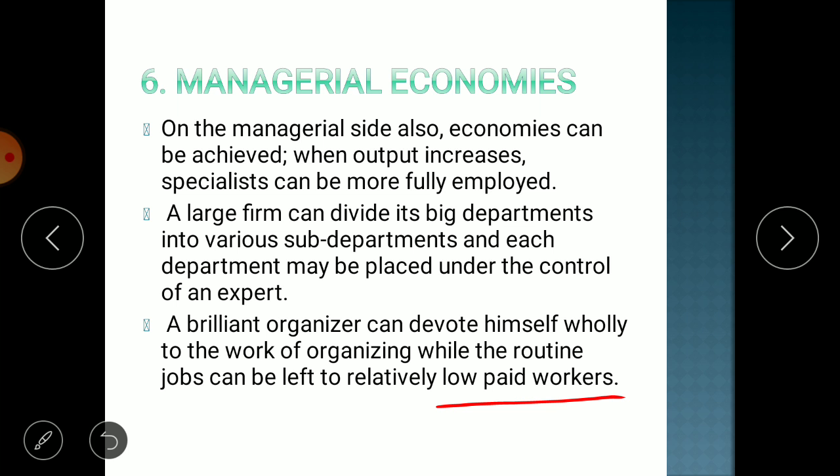You may think that in a large firm we are employing 4 managers, so salary will be more. But if you compare the salary of 4 managers with the total production and the total profit, the salary will be a nominal amount in comparison to the profit. And if you take small firms, the profit is less and the time devoted by the sole proprietor is more. So to that extent, small firms do not have managerial economies.